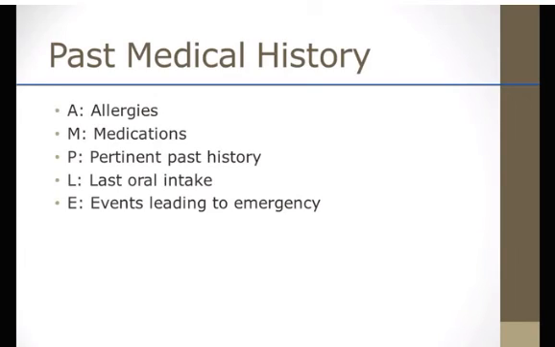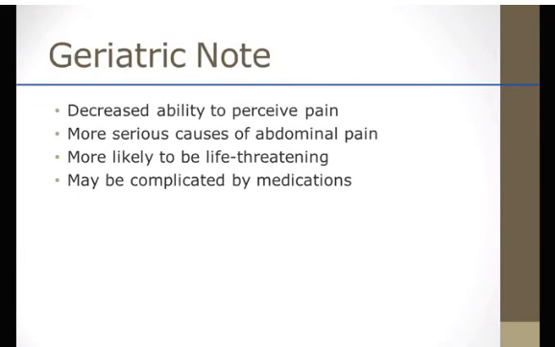Then last oral intake. This one becomes very important when we're talking abdominal pain because of the gallbladder issue. So if they've had a meal that included some fatty foods or foods with oil or a high fat content, and that can be yogurt, cheeses, all of those things, and that pain got worse after they ate, that's a trigger for gallbladder. We want to start thinking about that. And then E, the events leading up to this.